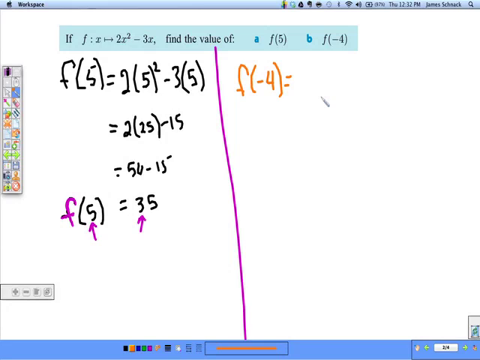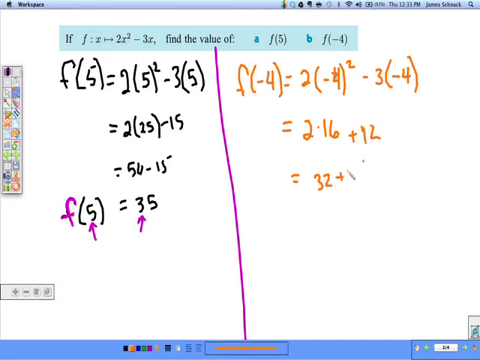Okay, so here we go. Let's see if you get the same thing that I do. And parentheses here are pretty darn important. More so in this problem than the previous because we're squaring a negative number. And for you calculator lovers out there, hopefully you know by now what happens when you square a negative in parentheses versus out of parentheses. 2 times 16 plus 12. 2 times 16 is 32. 32 plus 12 is 44. So f of negative 4 is 44.